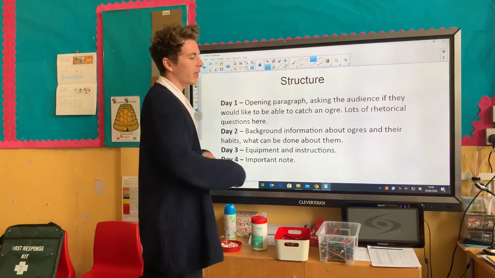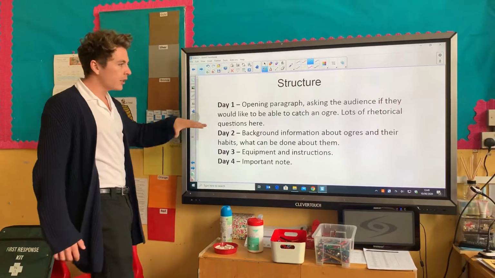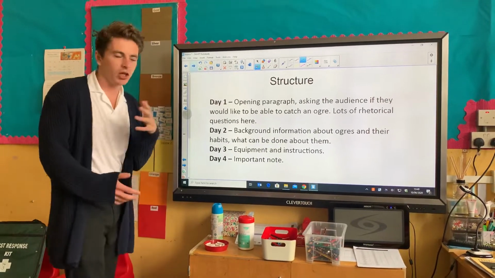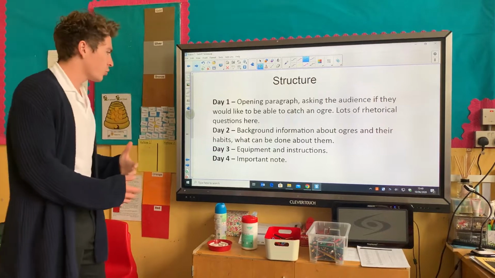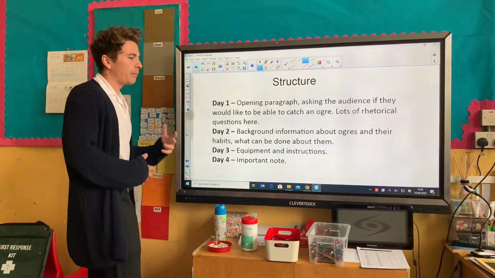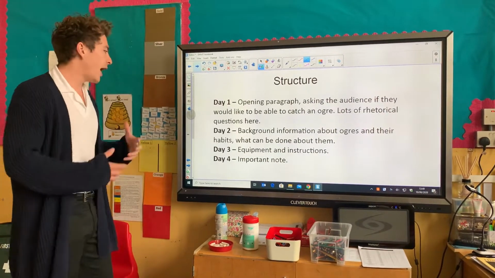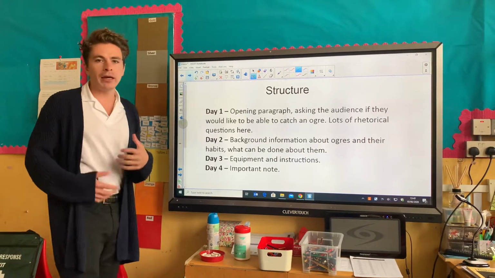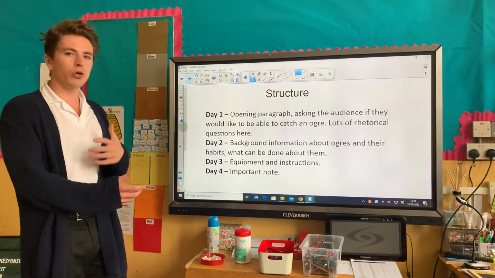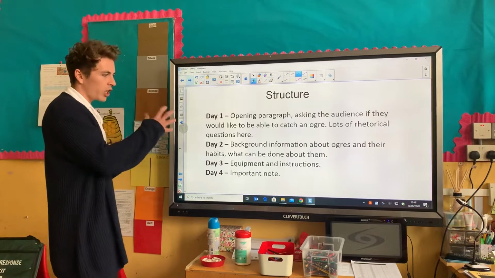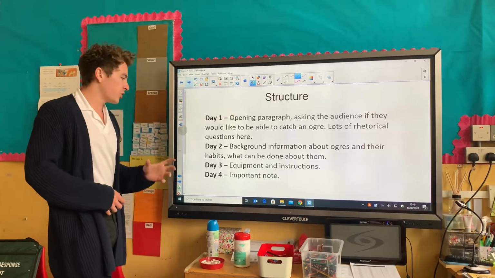Very important here, as you'll see when we come onto the modelled write, there are lots of rhetorical questions because it kind of questions the reader and makes them want to read on. Day 2 is about the background information about ogres and their habits, what can be done about them. Again, this is entirely up to you. You have creative license to change the information and be imaginative.